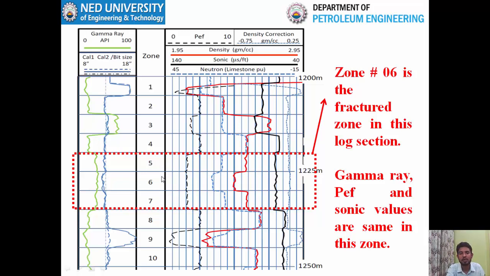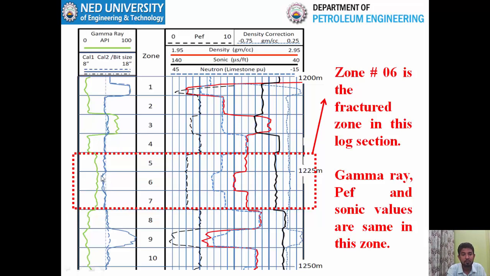Now for example, somehow you identified that zone number 5, 6 and 7 are pay zones, which means they have hydrocarbon. So if someone asks you which zone among these three will produce more, since we know that zone number 6 is the fractured zone, and fractured zones generally have very high permeabilities, zone number 6 will have a higher production rate as compared to zone number 5 and 7.